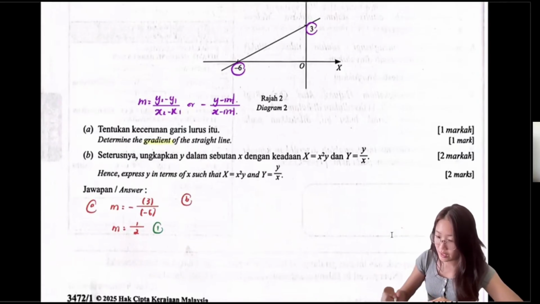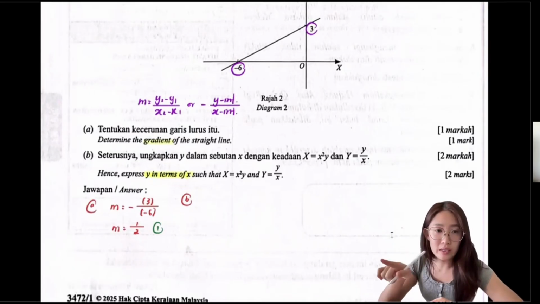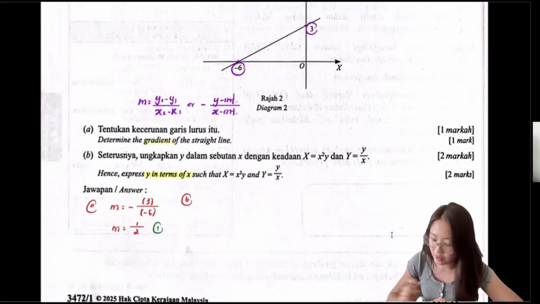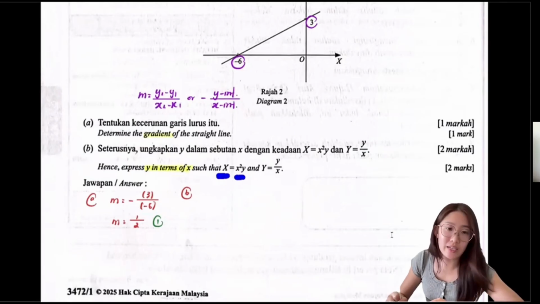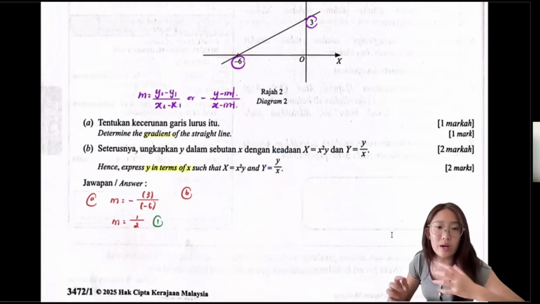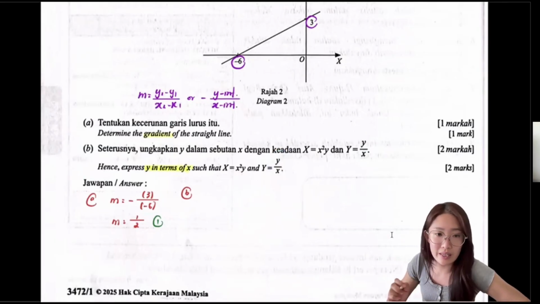And question B. Hence, express y in terms of x. Okay, the ones that I highlight is your keyword. Express y in terms of x, meaning your subject has to be y only. And in your answer, you have x. Okay, then it gives you instruction. Your huruf besar X is x squared y. And the Y they need is y over x. You have to create your own equation because over here, you are not given anything.